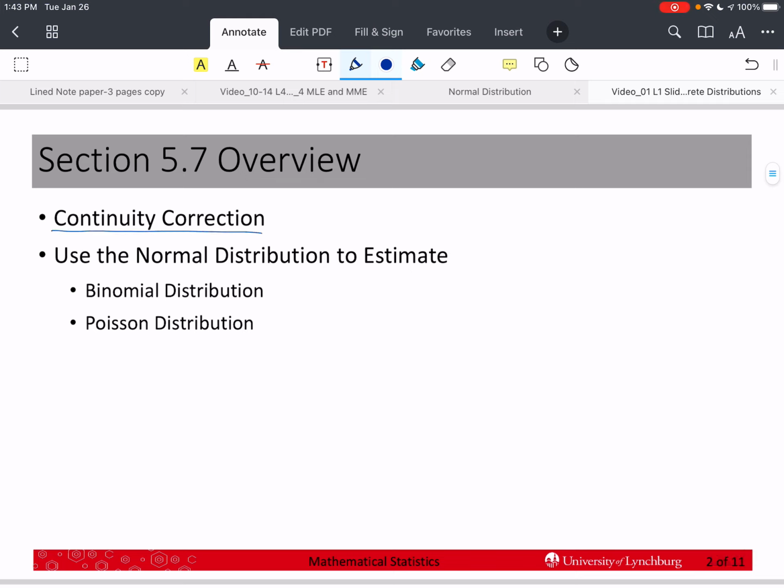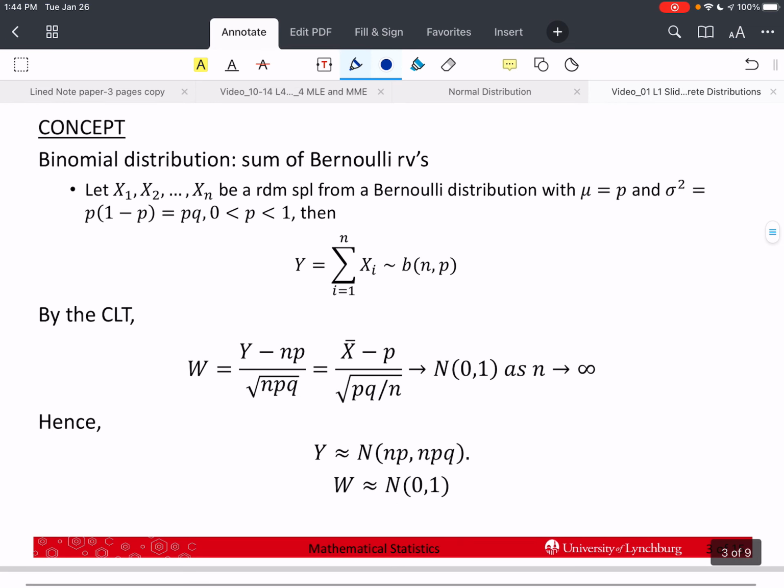It allows us to approximate a more continuous distribution using a discrete distribution, because what we want to do is use the normal distribution to estimate these two discrete distributions, the binomial and the Poisson. So here's the basic concept.